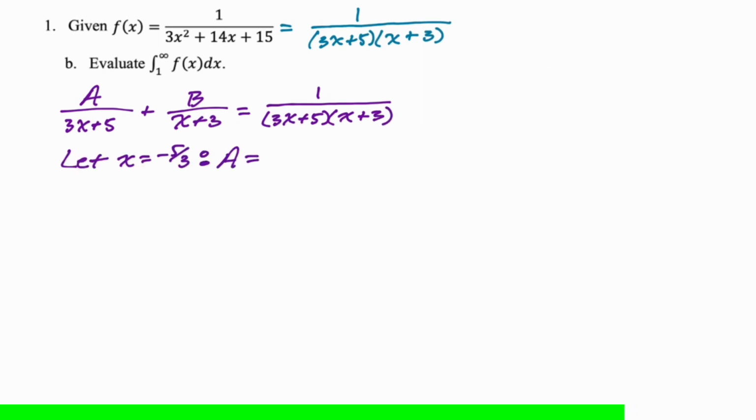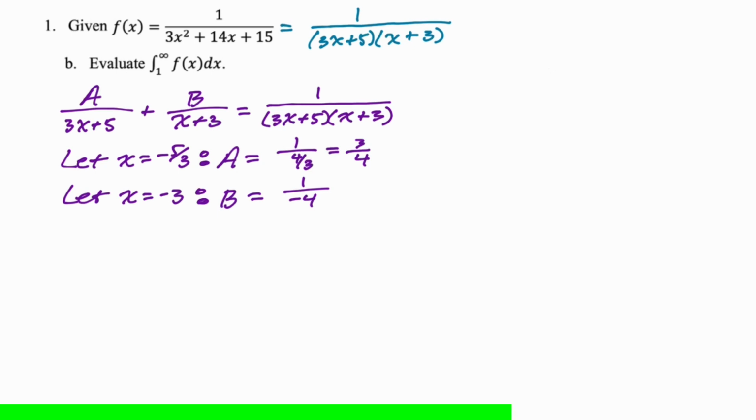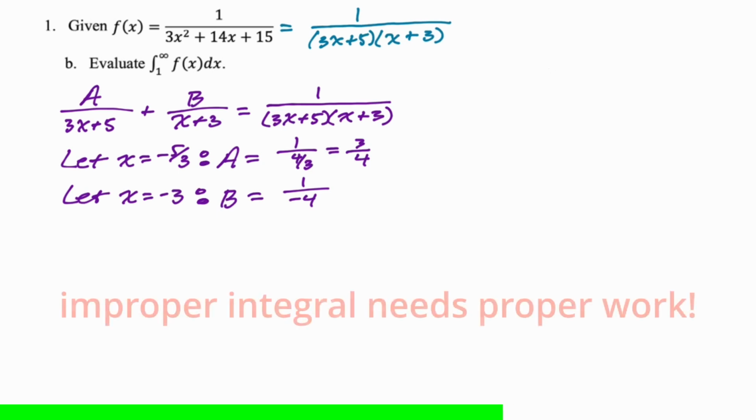All right, if we let x equal negative 5/3, we're figuring out what a is. So what you do is you go to 1 over 3x plus 5 times x plus 3, cover up 3x plus 5, and plug in negative 5/3. When you do that, you get 1 over, it's negative 5/3 plus 9/3, which is 4/3. So you have 1 over 4/3, which is 3/4. We'll do the same thing to find b. We let x equal negative 3, which means we're finding b. So you cover up x plus 3, you get 1 over negative 9 plus 5 is negative 4, so negative 1/4.